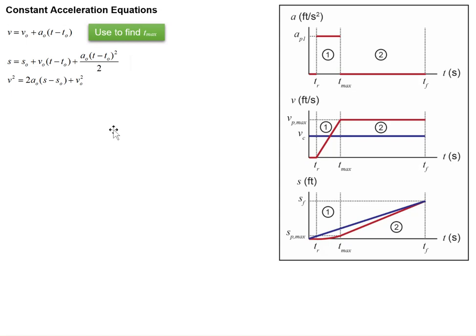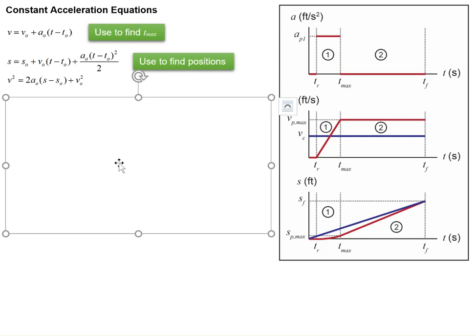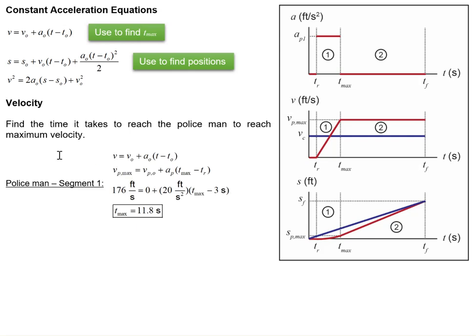All right, then once we have the time, we need to find information about position. So what equation has position, velocity, and acceleration in it? Well, the second one. So we'll use that to find positions. All right, so let's start with the velocity. We're going to find the time it takes for the police car to reach its maximum velocity. We're going to use the equation indicated.